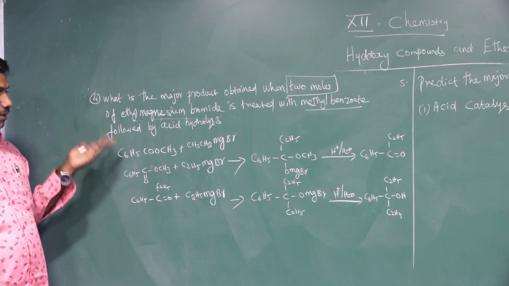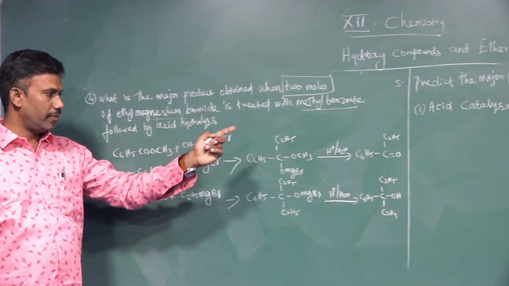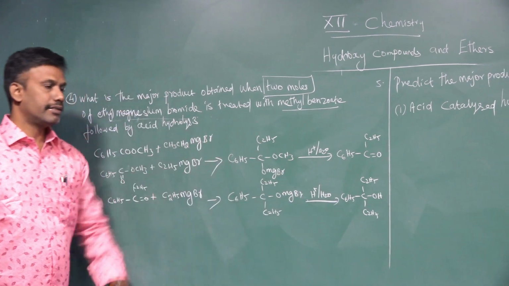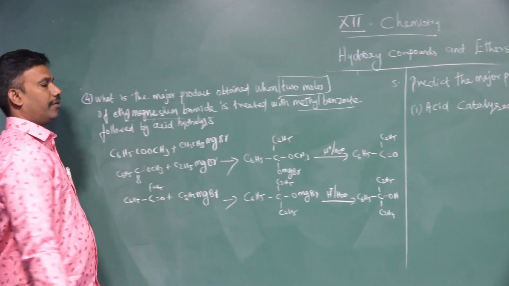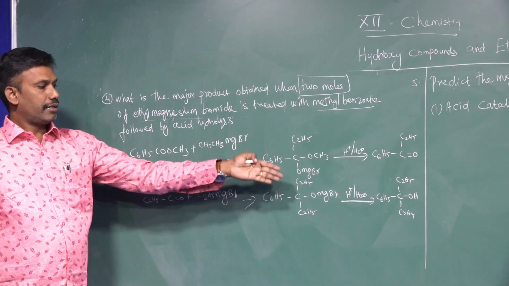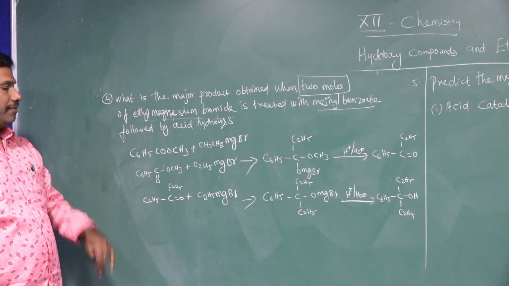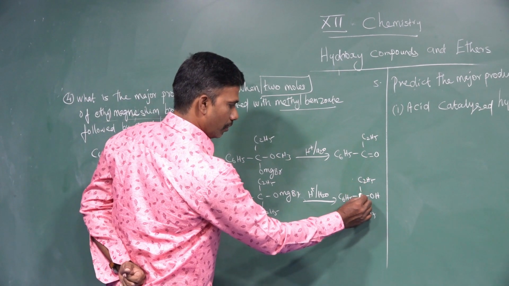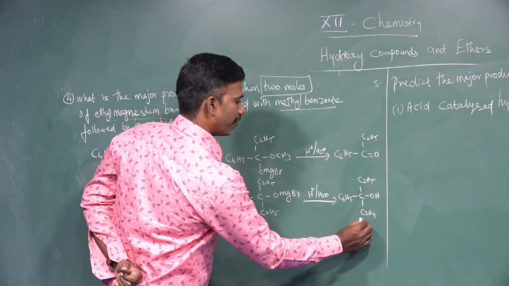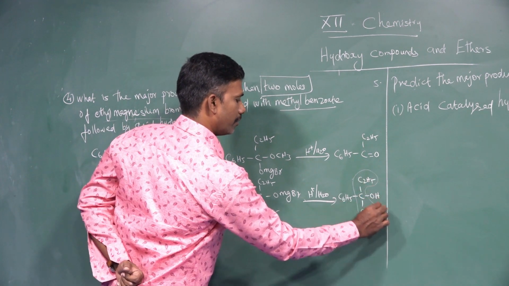Major product. When you take 2 moles, the ketone forms first, and the major product will be like this. This is a tertiary alcohol, because the alcohol carbon has the 2 ethyl groups and a phenyl group. If they ask for the name, how can we name it? See, you have to find the long chain here: C2, 3, 4, 5. This will be the long chain.